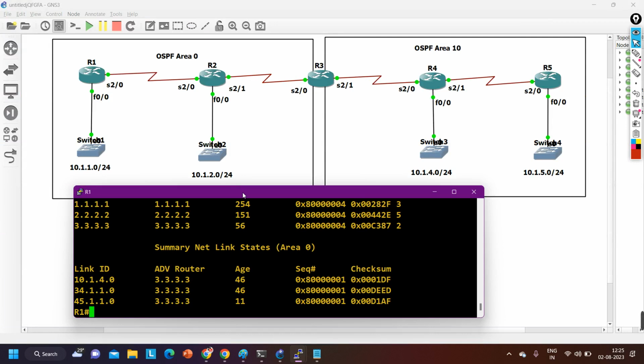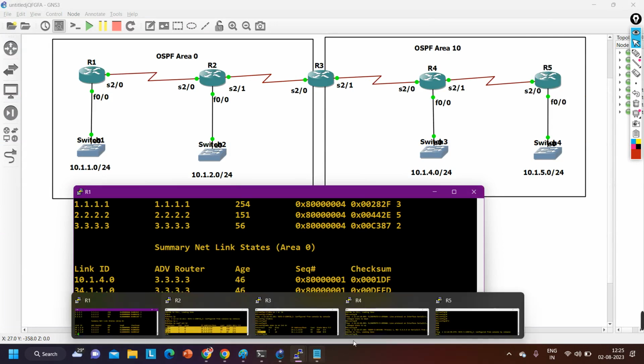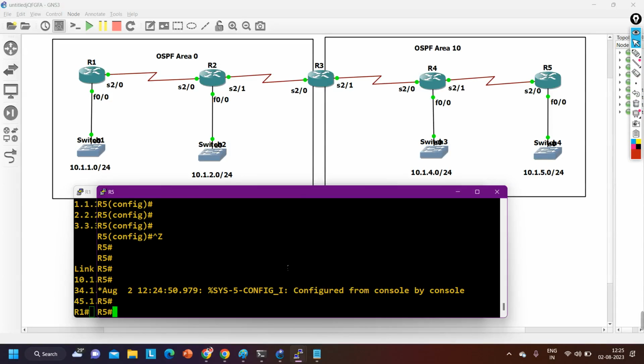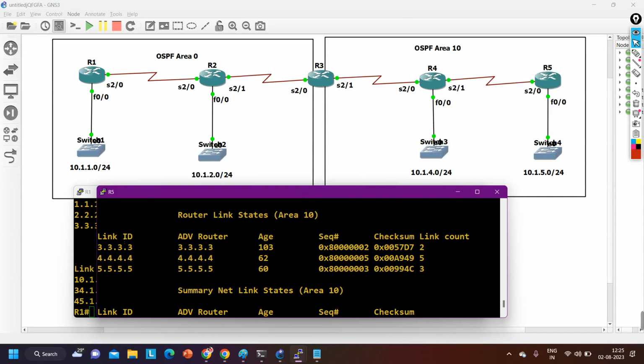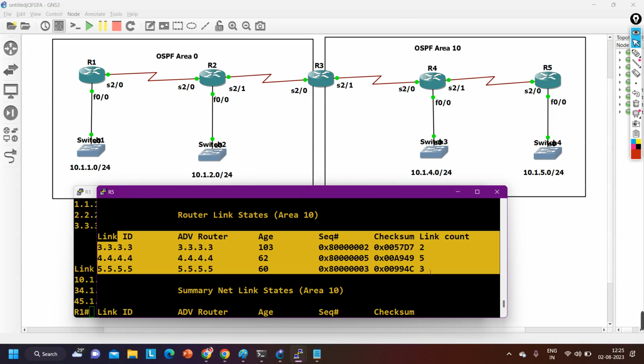Yes. Okay, and on router number 5 also, how many LSA1 will be there? So IP OSPF database: 3. LSA1 of router 5, LSA1 of router 4, LSA1 of router 3, because there are 3 routers in area 10. So you can see there are 3 LSA1. Getting my point? Yes. Okay, guys.